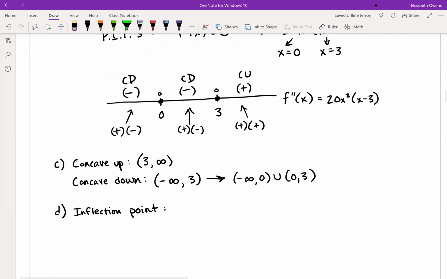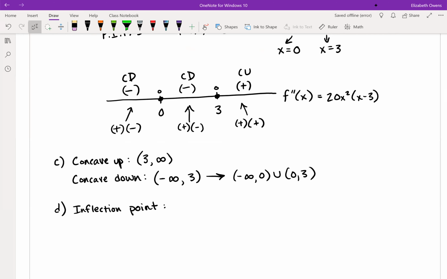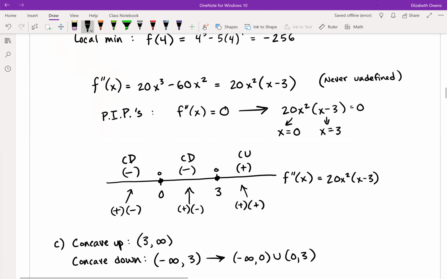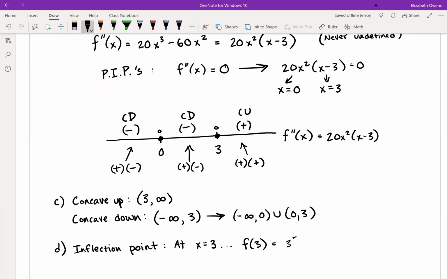So you've got to really make this number line and actually test the concavity. So an inflection point will be at x equals 3. And then you could find the function value at that point. f of 3, let's see, what was our function doing again? Okay, 3 to the 5th minus 5 times 3 to the 4th. When you do that, you'll get a y value of negative 162.